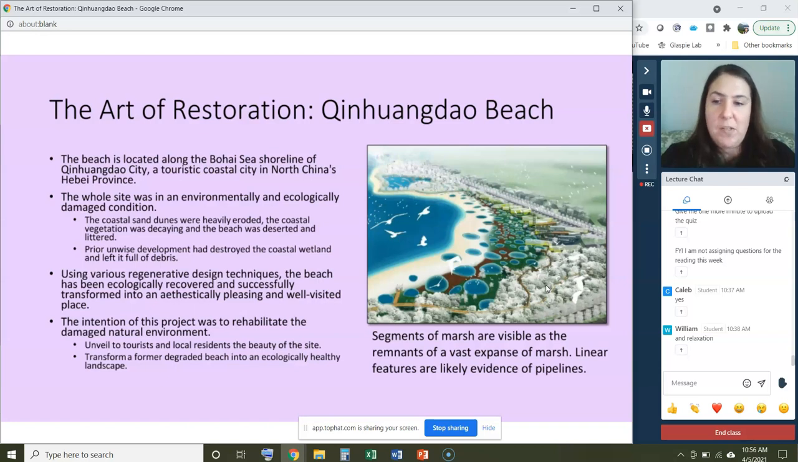rehabilitation project. And so in this case, they used various design techniques. They really engineered this system to achieve some goals. They wanted to make sure that the beach was ecologically recovered and also beautiful to look at. And so this is an artist's rendering of what they were trying to do with this system.